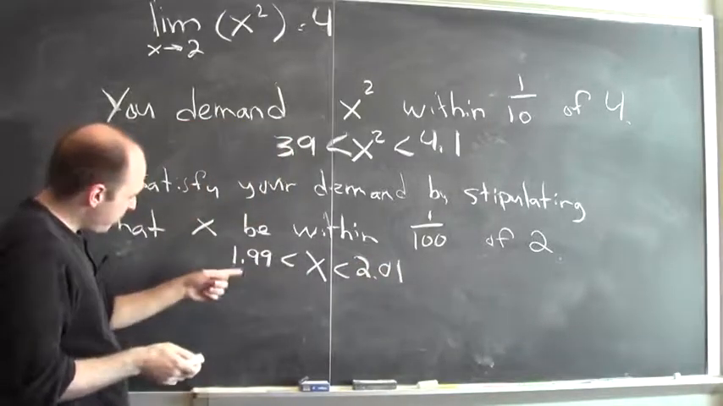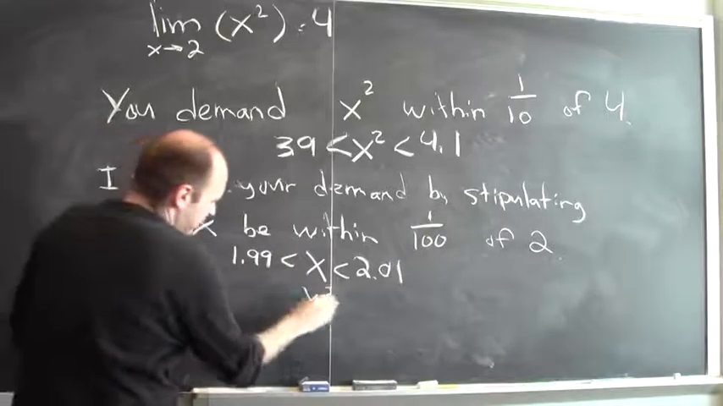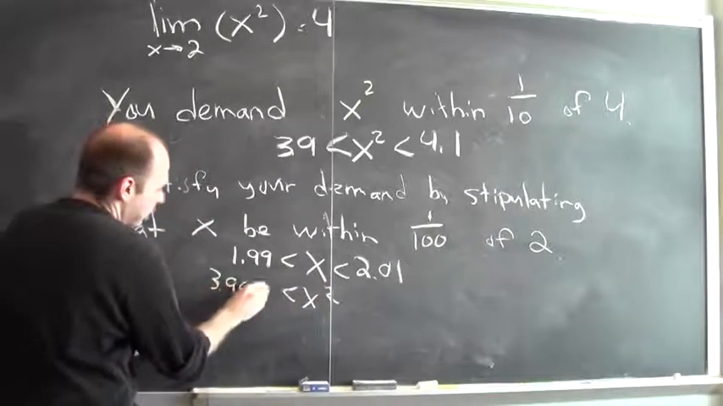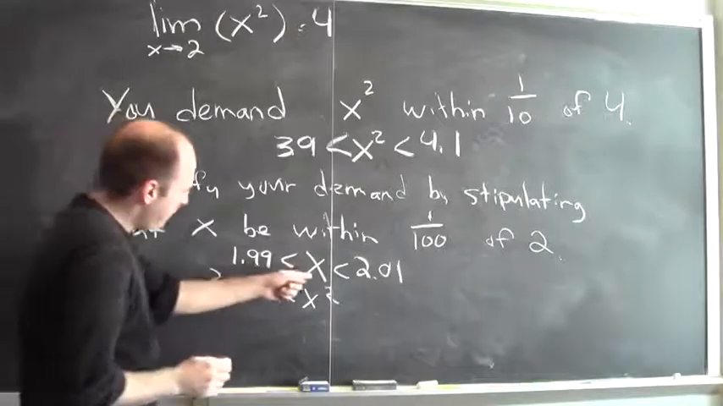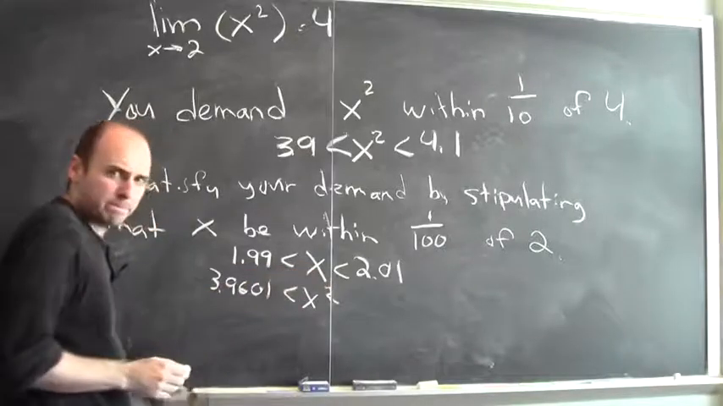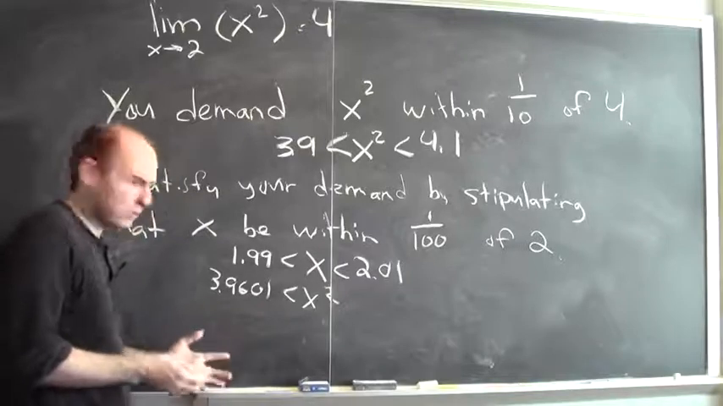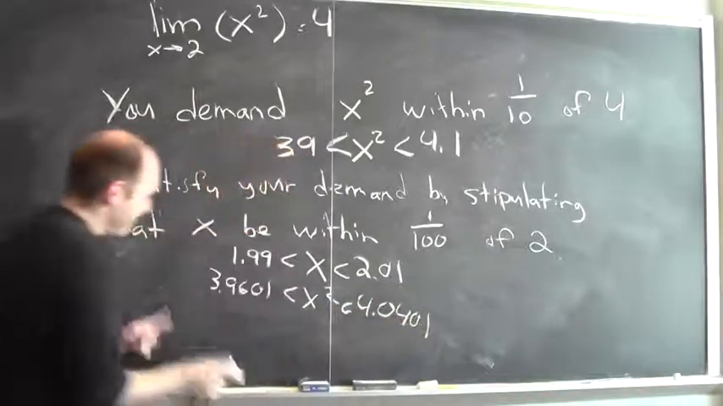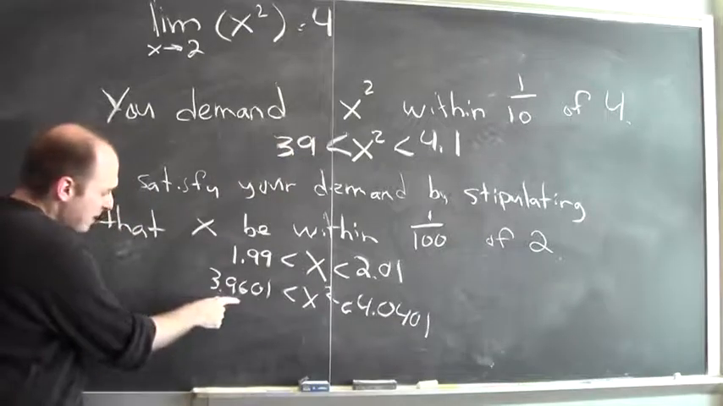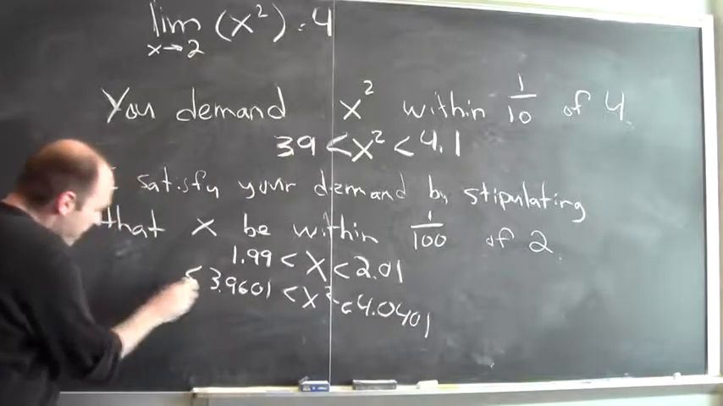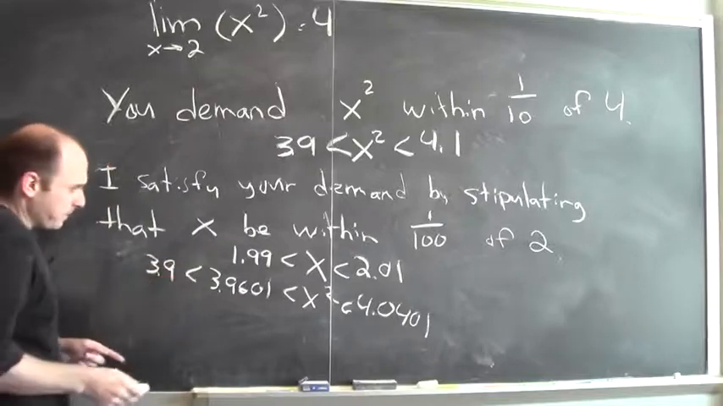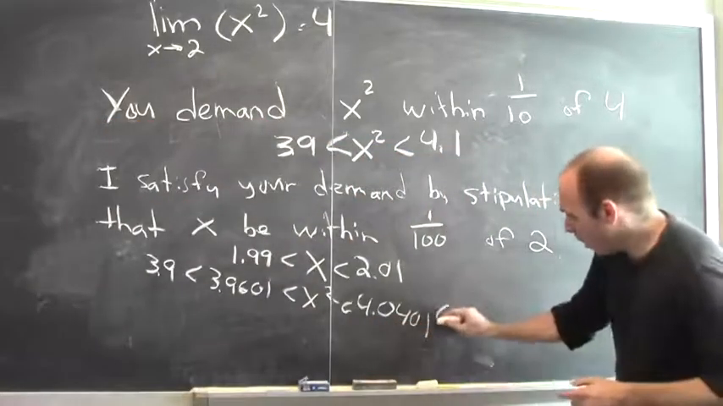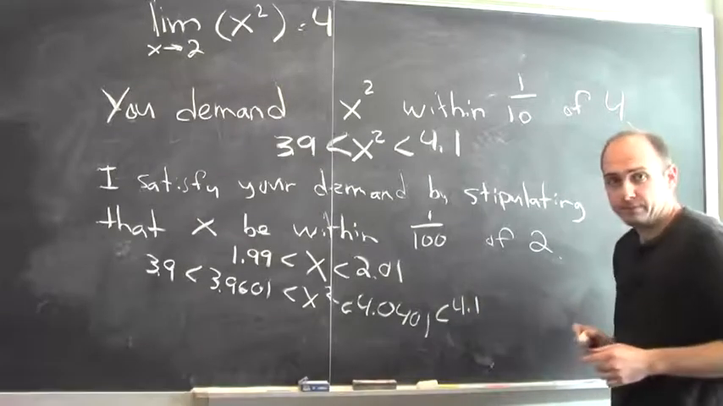And if x is bigger than 1.99, then x squared is bigger than 3.9601. And if x is smaller than 2.01, then x squared is smaller than 4.0401. And now look at these numbers. 3.9601 is bigger than 3.9. And over here, 4.0401 is smaller than 4.1.